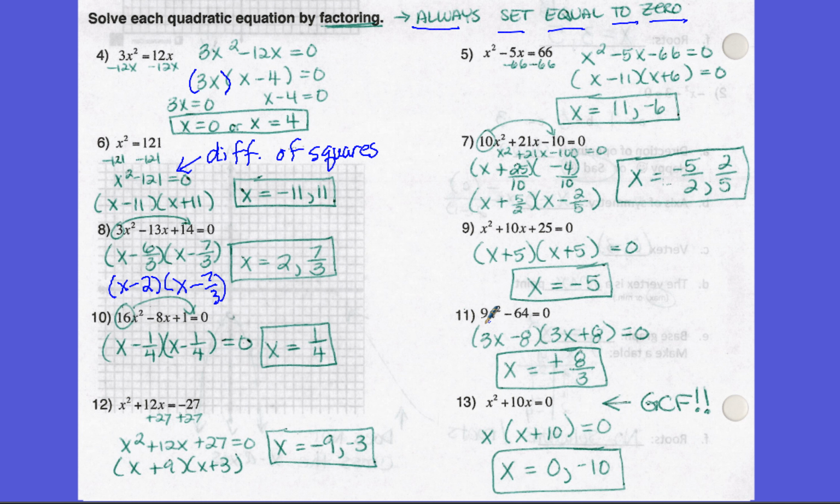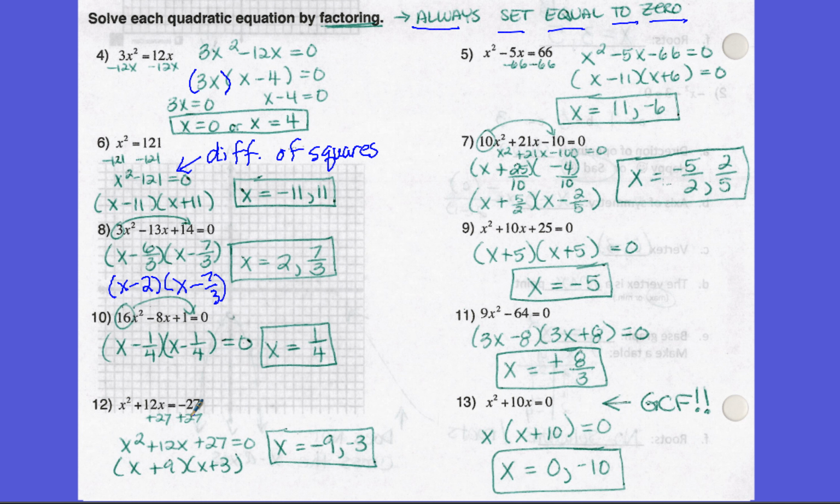Number 11, when we do this one, this is a difference of squares, so this is 3x and 3x for your first term, 8 and 8 for your second. One's positive, one's negative because your middle terms drop out. That's why there's no x term. So another way to write this is plus and minus 8/3, because this would be 8 divided by 3, positive 8 divided by 3, and negative 8 divided by 3.